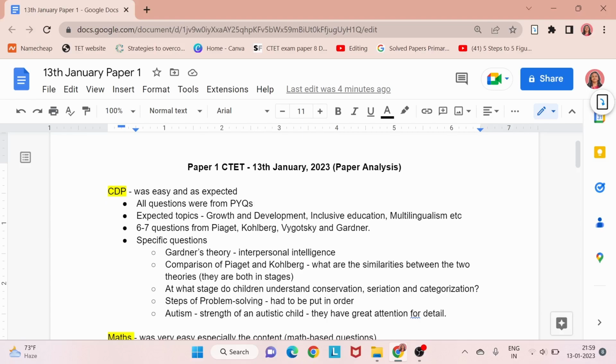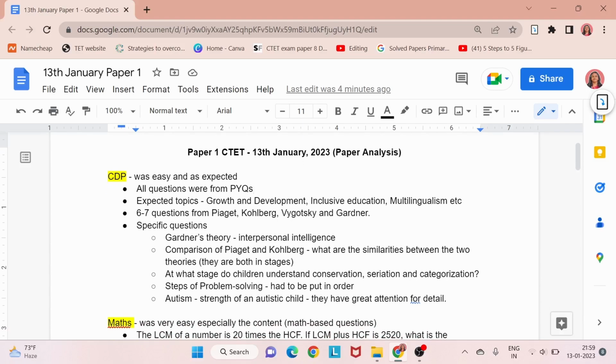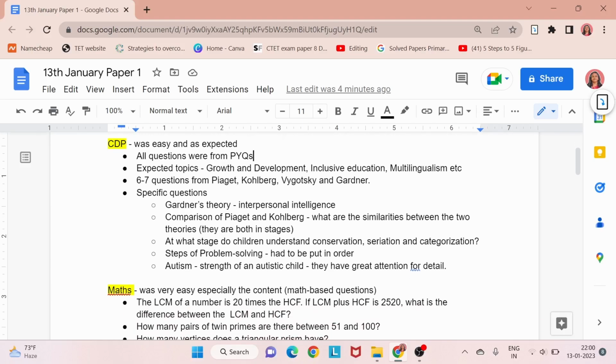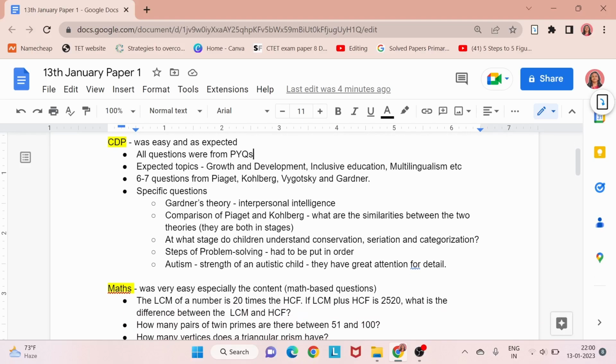Now, to start with, CDP was easy and as expected. All the questions were from the previous year's question papers. The expected topics were growth and development, inclusive education, multilingualism. There were 6 to 7 questions if you take all the theories: Piaget, Kohlberg, Vygotsky, and Gardner. Some specific questions from Gardner's theory, they asked about interpersonal intelligence. So if somebody has these kind of qualities, what intelligence does she show? So this is again expected.